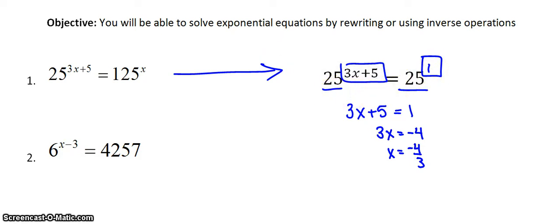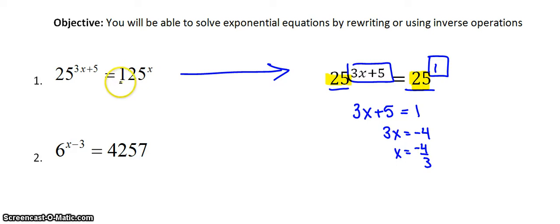Now, the only reason we could do that is because the bases were the same here, so it's easy to compare. So if you have a problem where the bases aren't the same, the first strategy I would recommend is seeing if you can rewrite the bases with a common base. So can I write 125 as 25 to some power? Well, I can't do that, but maybe I can rewrite both bases. So can I rewrite 25 and 125 as a common base?